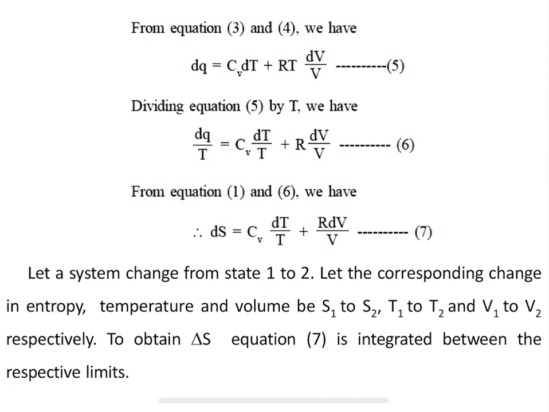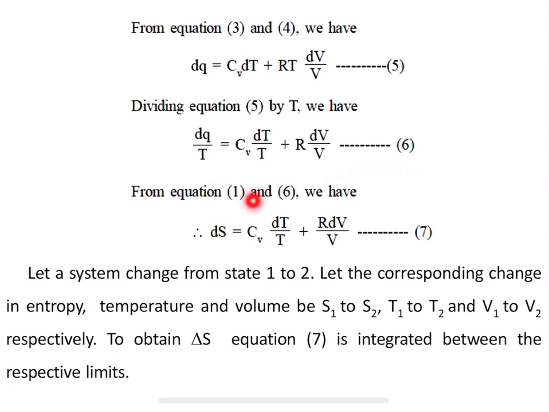Substitute that equation in dQ, so we will get equation number 5. Next, we have to divide equation number 5 by T. When we divide equation number 5 by T, we get dQ divided by T equals CV dT divided by T plus R dV divided by V. Let me call this equation 6.